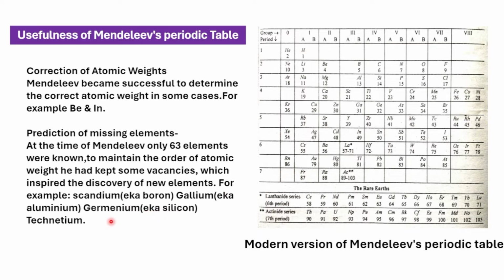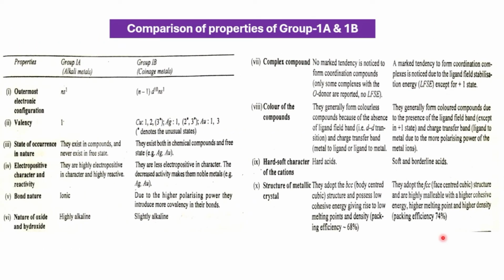So all these elements were not known at that time. So he kept vacancies, and in that vacancy, people assumed that yes, some other atom can be there. So that inspired to find out more and more atoms. Now this is the modern version of Mendeleev's periodic table. Next, we will do the comparison of the properties of group 1A and 1B.